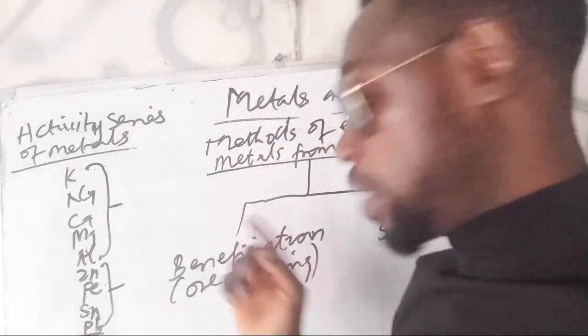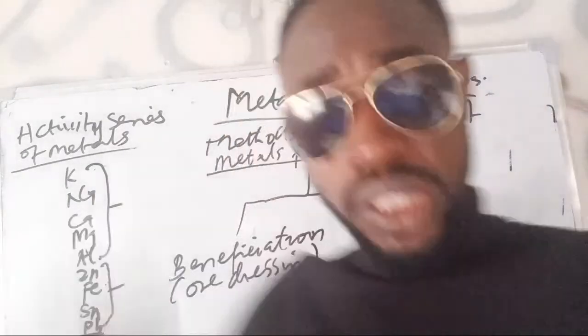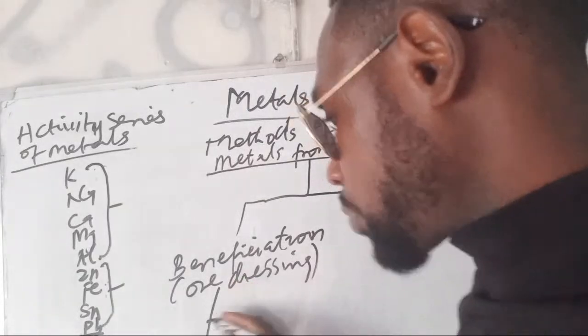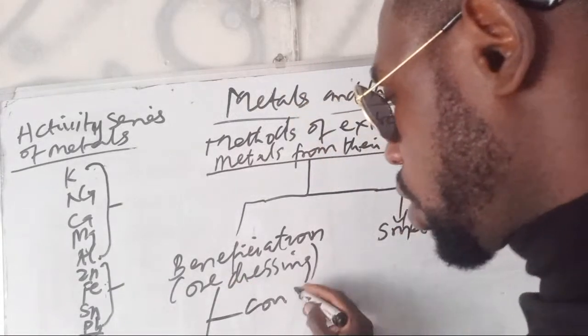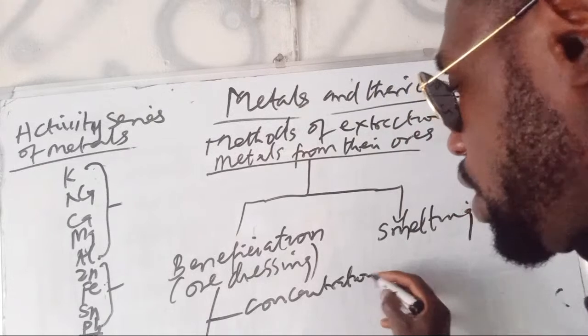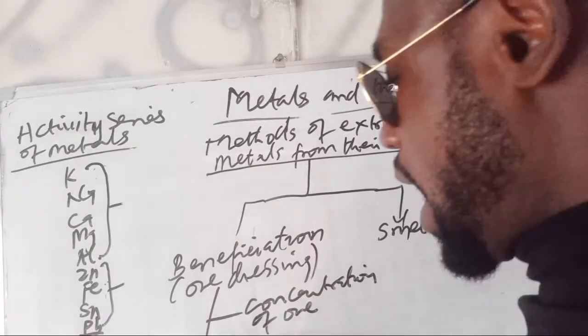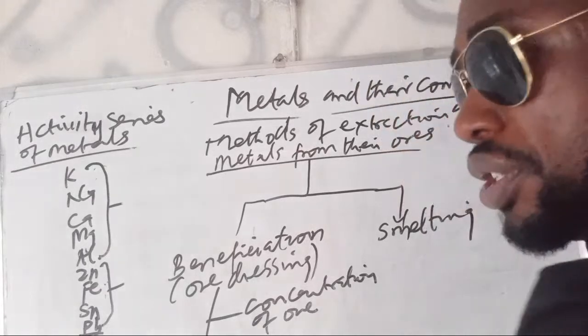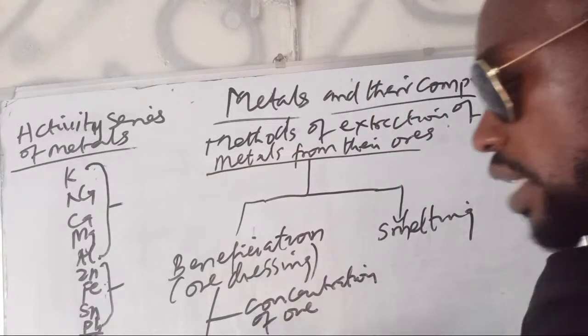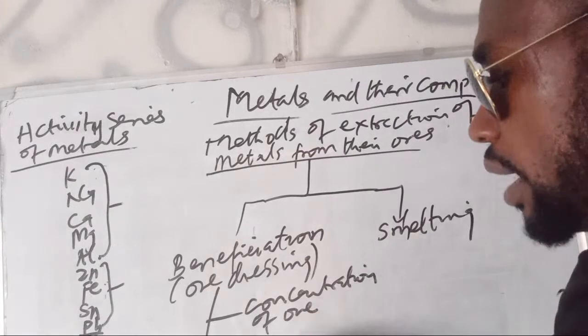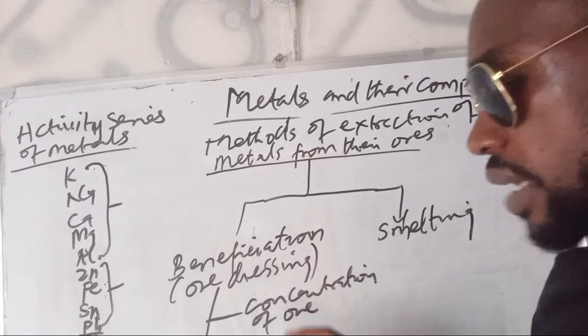Then, under beneficiation, I've discussed a sub-stage. One is concentration of ore, increasing the economic value. And that's where I mentioned the three methods: wash the earthy impurity with water, then froth flotation and magnetic separation.